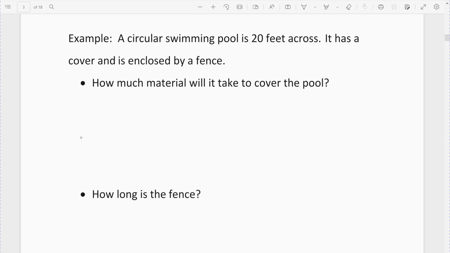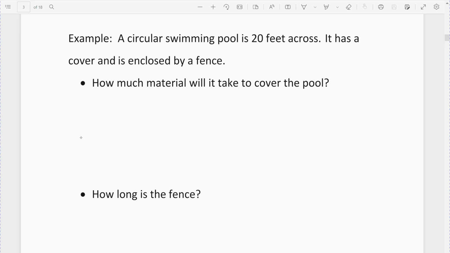A lot of times that's the measurement given because you want to know how wide it is. We want to know how much material it would take to cover the pool. It has a cover and it's enclosed by a fence, so there's a fence that surrounds the pool. We want to know how much material it'll take to cover the pool.